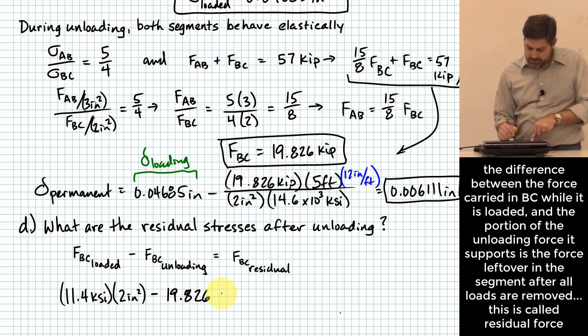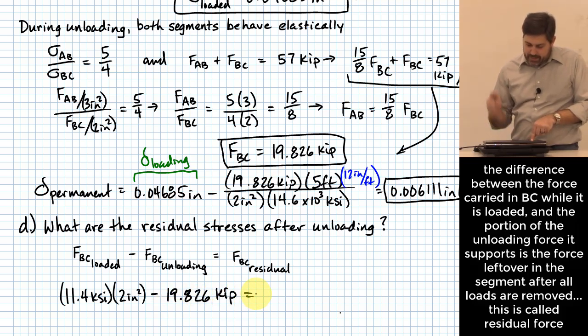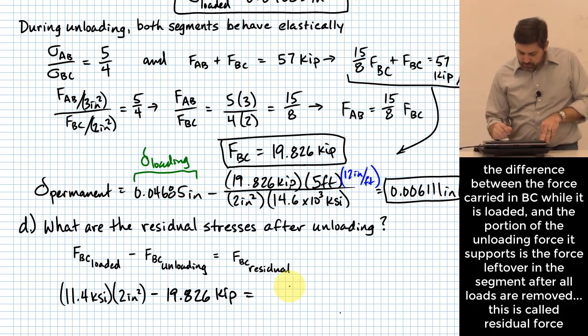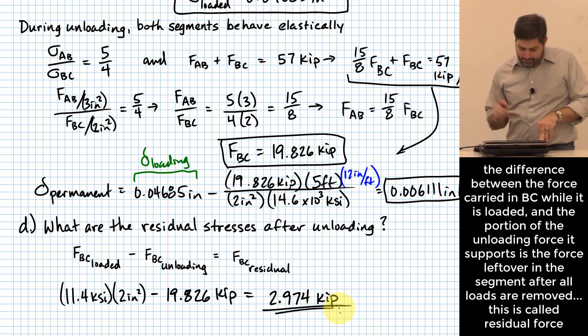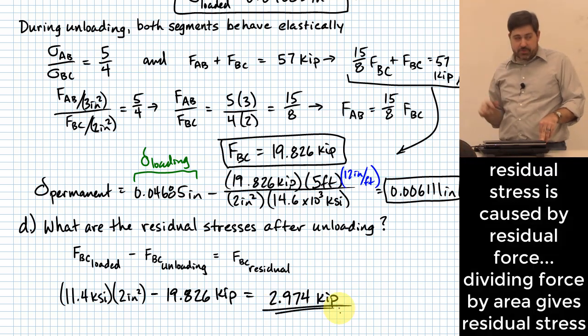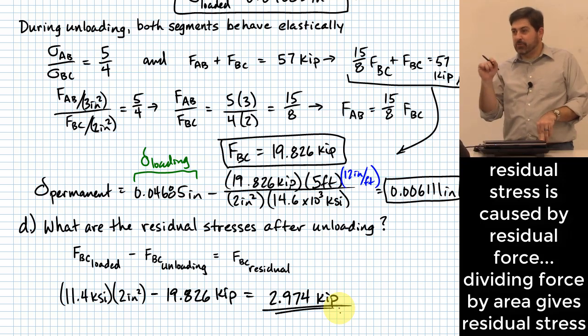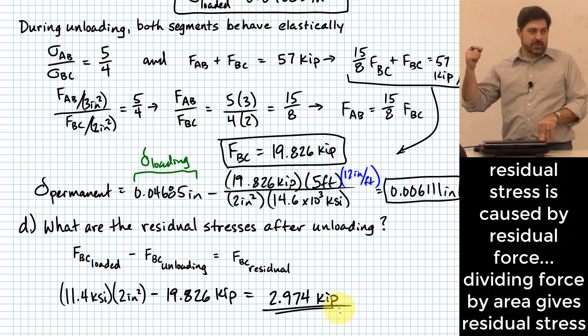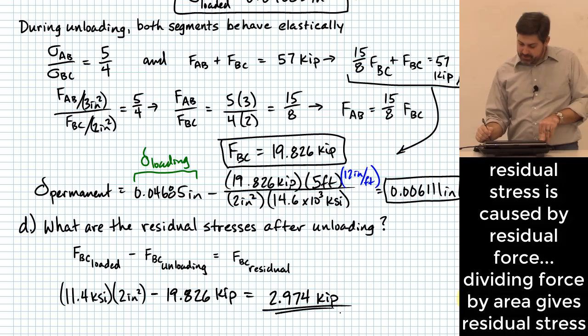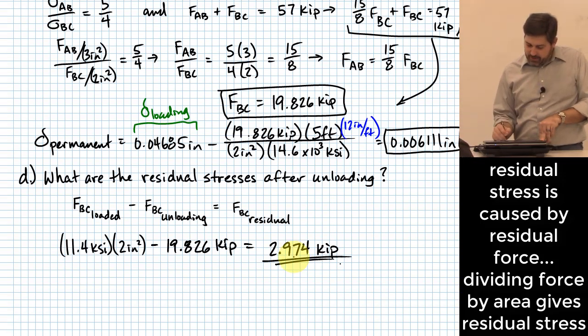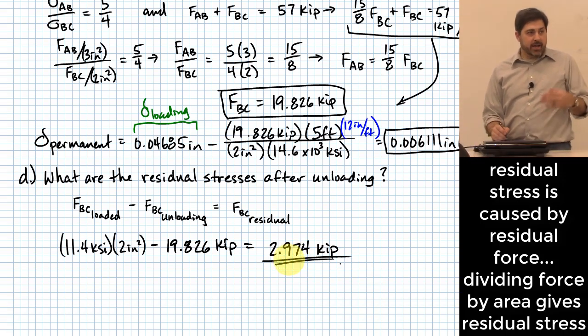It's 19.826 kips. And adding these together, I end up finding that F_BC residual is going to be equal to 2.974 kips. Is that a residual stress? Not quite, but it's very related, because this is the amount of residual force that is present. How do I get that into a stress? Okay, just divide whichever part I'm looking at by its own area.